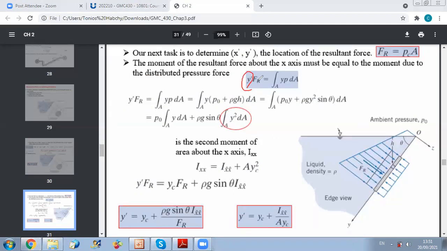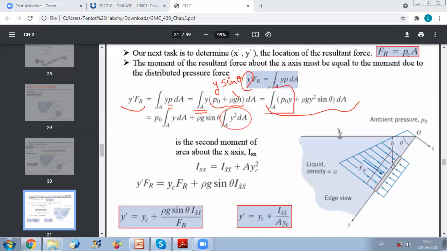Y prime times FR equals the integral over the area of YP dA. And now I will replace P by P0 plus rho GH. And again, since I am integrating over the area, I should introduce a variable related to A, which is Y. So I will replace H by Y sine theta. And now let us see what we obtain. We have Y prime times FR equals the integral over A of P0Y plus rho G Y squared sine theta dA. Now let us integrate term by term.